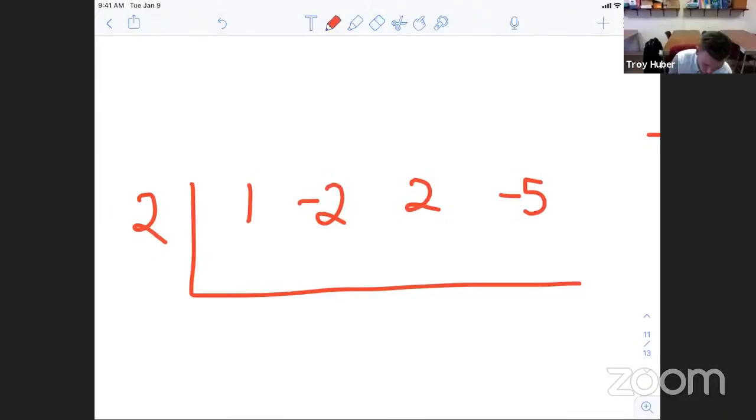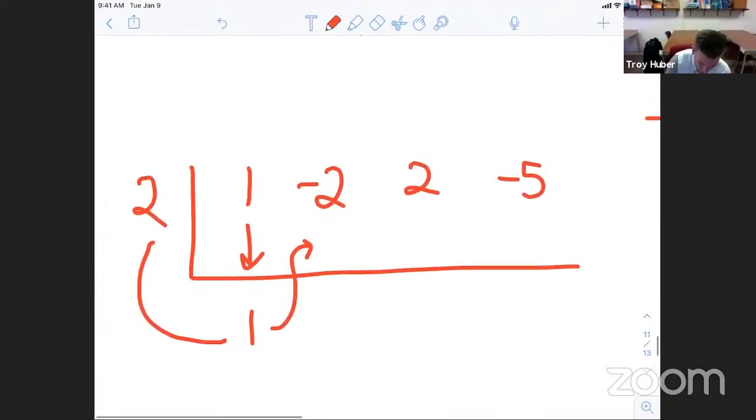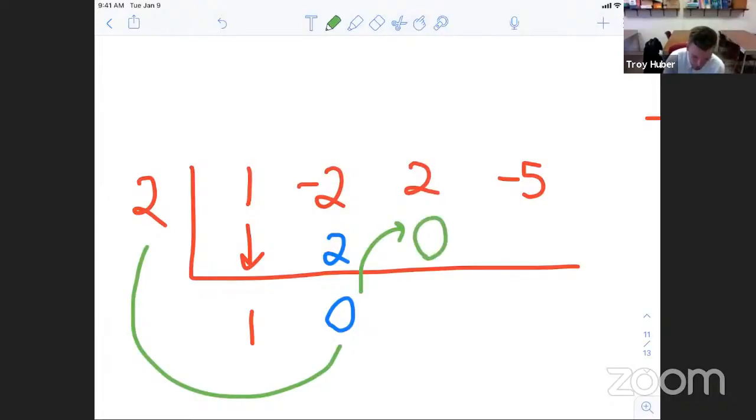Okay, your first number we just bring straight down. So just bring that one straight down. Next, we do 2 times 1, and we write our answer here. So 2 times 1 is 2. Go ahead and add negative 2 and 2, we get 0. Now I want to do 2 times 0 and write my answer here. 2 times 0 is 0. Go ahead and add those two together. 2 plus 0 is 2.